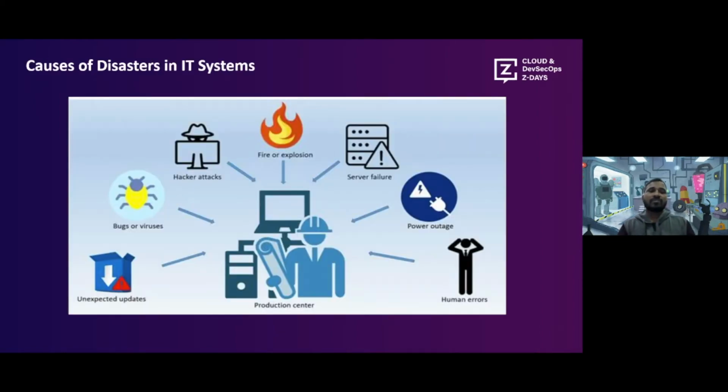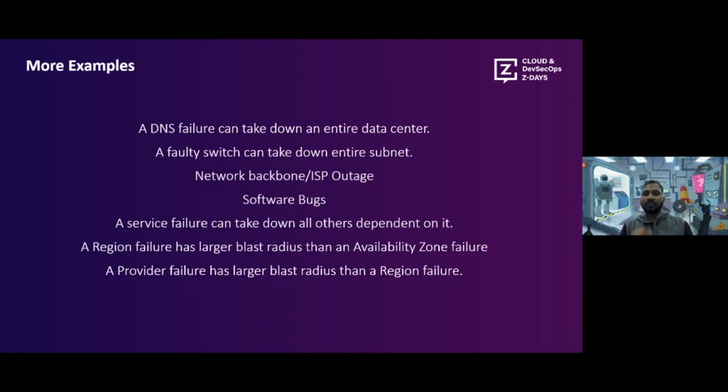Let's discuss some of the causes of disasters. We have seen some examples in the first couple of slides, but other than that, we can have fire, explosions, hacker attacks, bugs or viruses like ransomware, unexpected updates, compatibility problems between applications, server failure, power outages, human errors, or an unresponsive switch. Anything related to these scenarios will cause disasters in IT systems. That is where we have to be proactive and make disaster recovery plans.